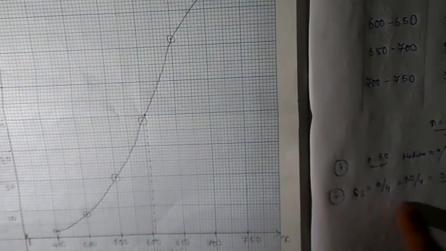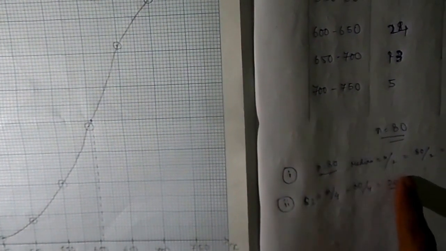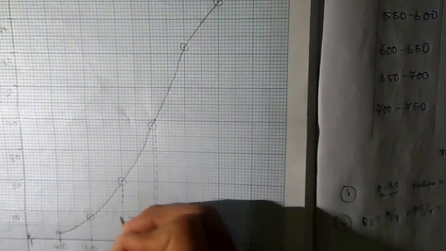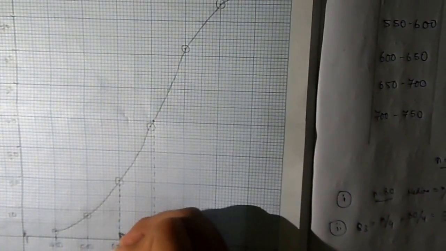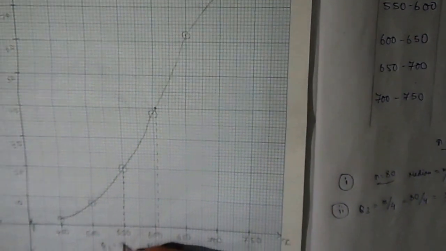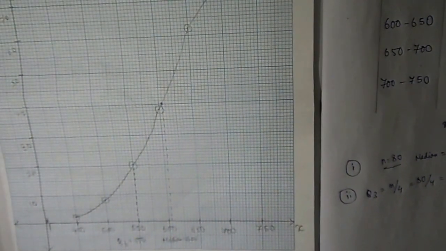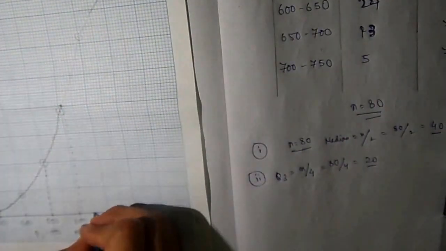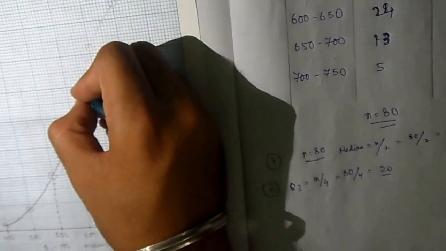The lower quartile is, we have to plot lower quartile for 20. 20 is over here, so 20 is already plotted with 550. So lower quartile Q1 equals 550. Now the third question is the number of workers who earn more than rupees 625 daily. Now this is your class interval, the wages, and 625 is somewhere over here, the middle thing. So we'll go over here.